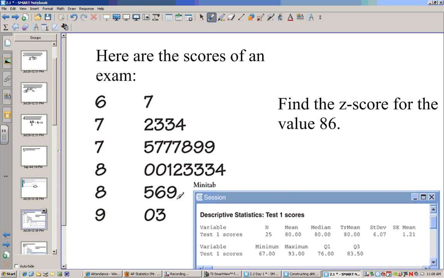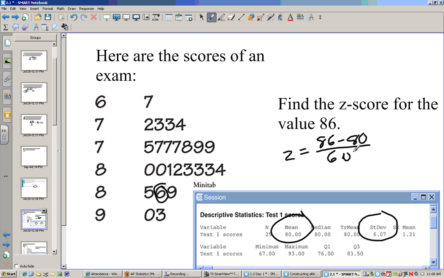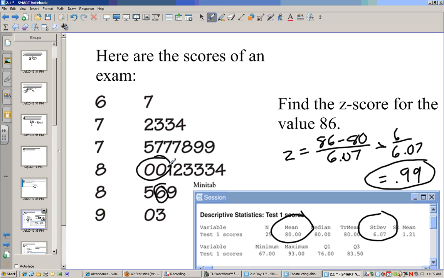So if I have this set of data and this Minitab printout, let's find the z-score. Well, for the z-score, I take my original value, which is 86. That's this one here. I'm going to subtract the mean, which is 80, and divide it by the standard deviation, which is 6.07. That would be 6 over 6.07, and the answer is something like 0.99. Something really close to 1, just a little bit less than 1. So that means we're one standard deviation above the mean. The mean is right here. So it does make sense that we're above the mean, and it's one standard deviation.